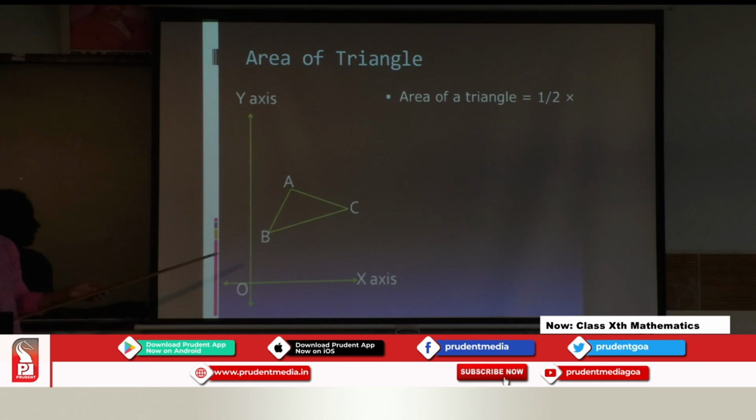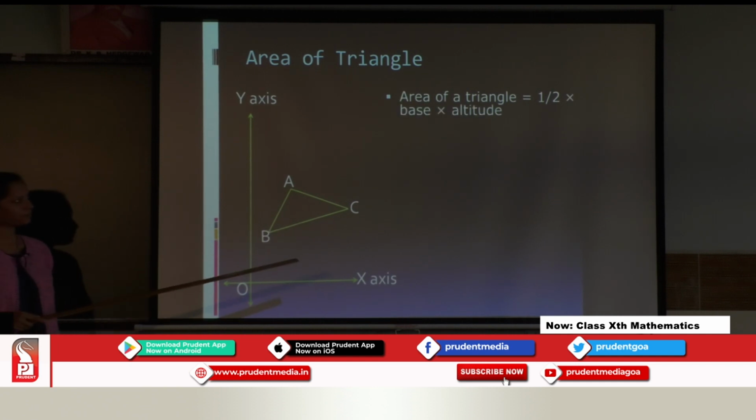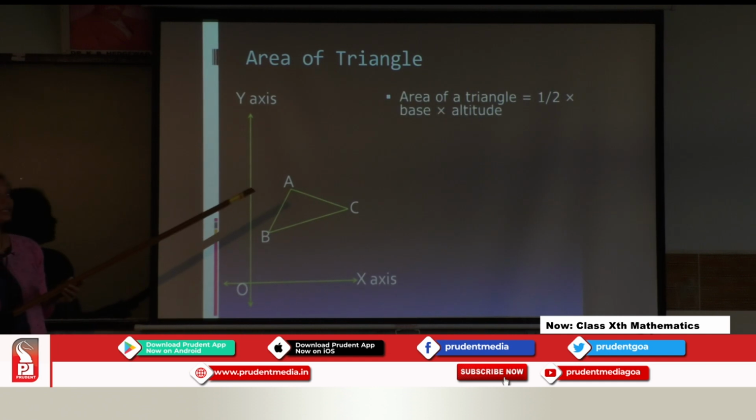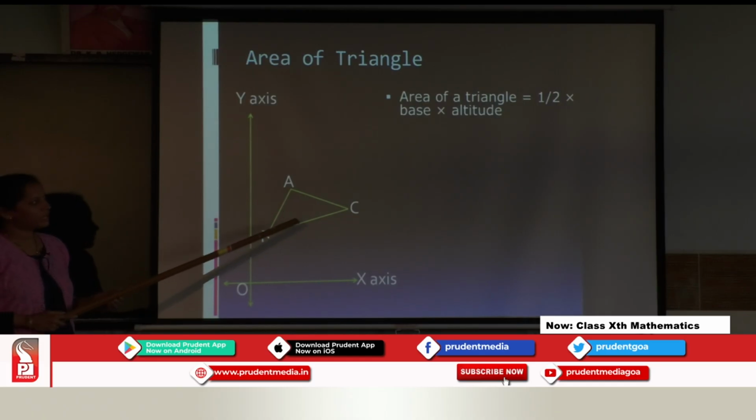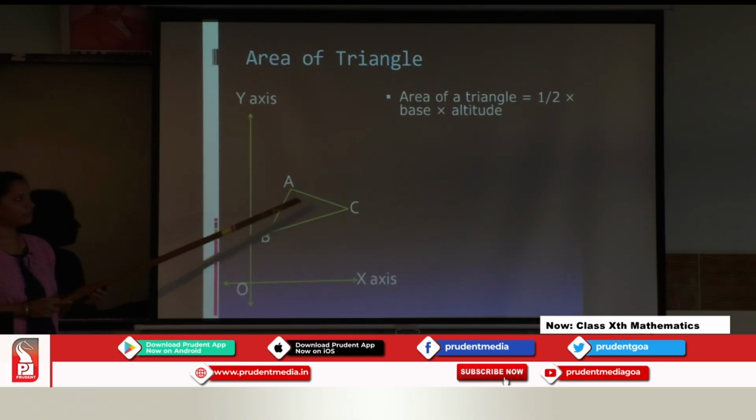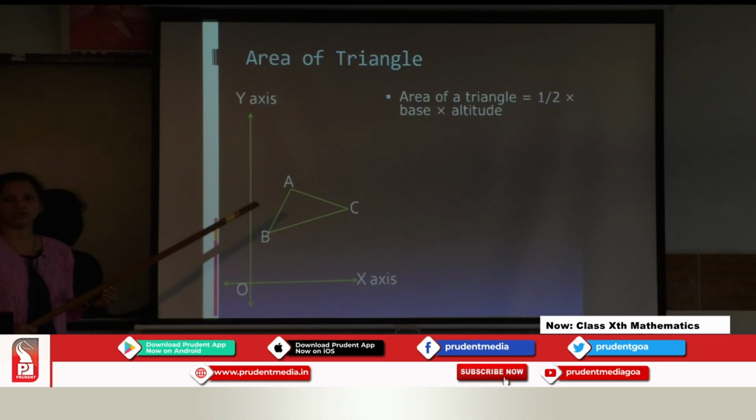So here we have the triangle ABC. We know the area of the triangle is equal to half into base into altitude. But here we don't know any altitude or the base. So how to find the area of this triangle? In 9th standard we learnt about Heron's formula, in which we can find the area of the triangle using the sides. But here we also don't know the sides, that is AB, BC and AC. So how to find then the area of this triangle?